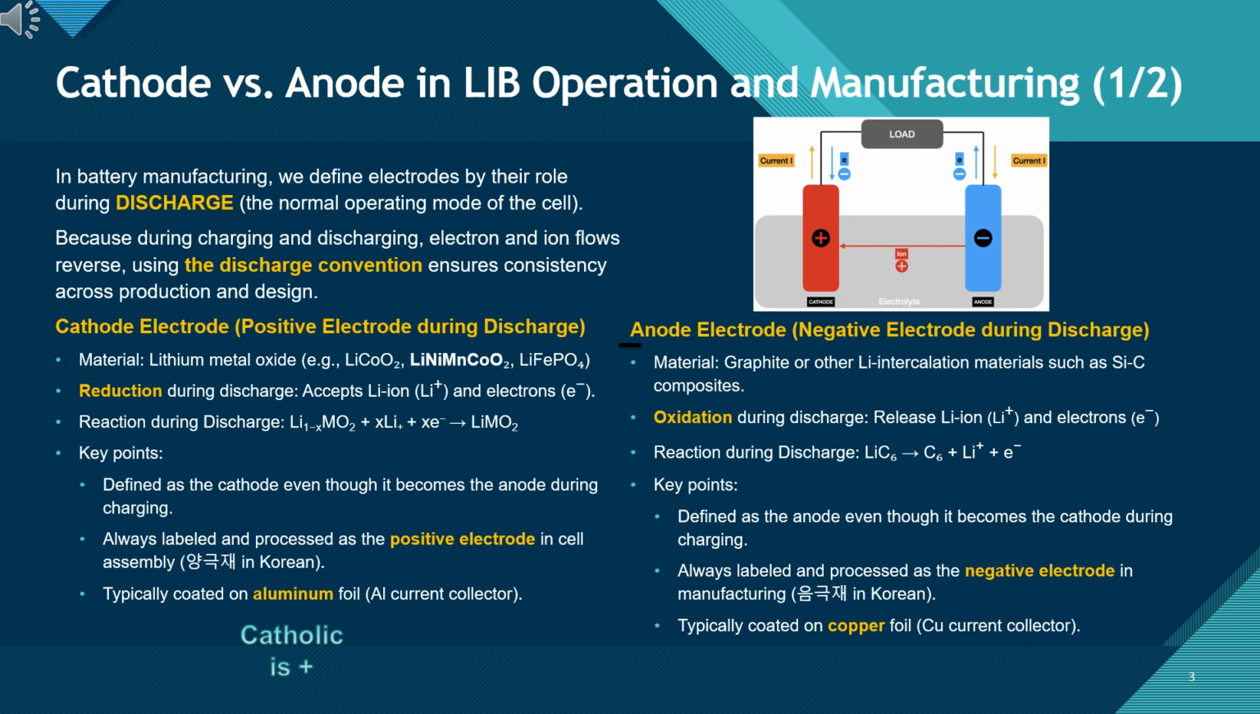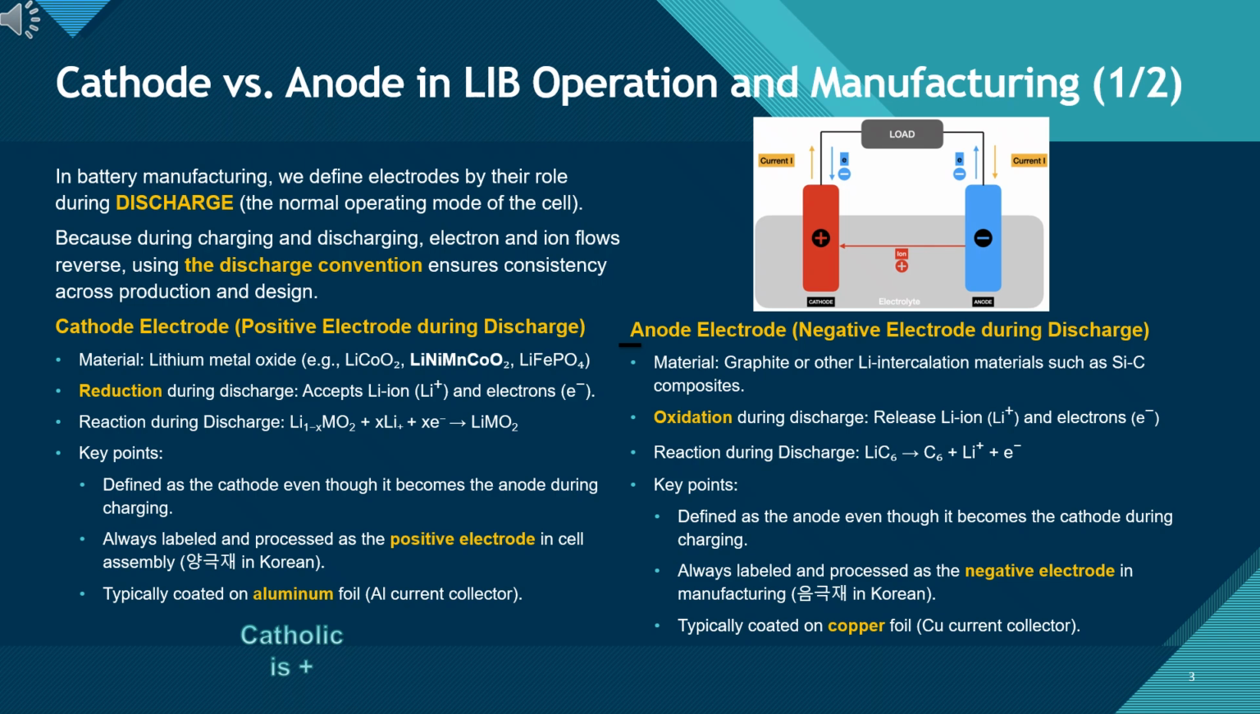The anode, negative, releases lithium ions and electrons. It's oxidized. The cathode, positive, accepts those ions and electrons. It's reduced. During charging, both flows reverse. Lithium ions return to the anode, and the charger drives electrons back. But again, the naming stays fixed: cathode for the positive electrode and anode for the negative one, to avoid confusion in design, labeling, and production.